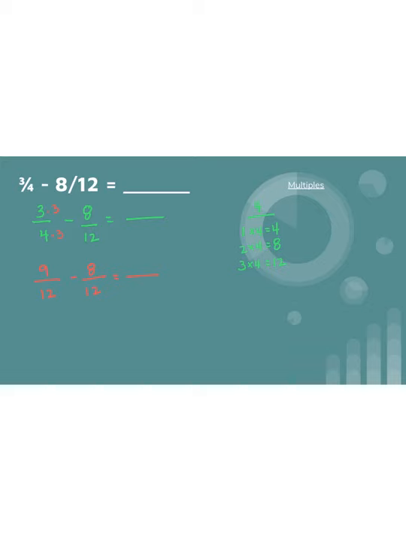I'm looking at 12s both on the bottom, so I can put a 12 right here. 9 minus 8 is 1. I can't reduce 1/12 at all, so that's going to be my final answer.